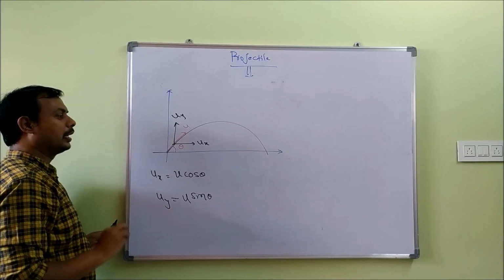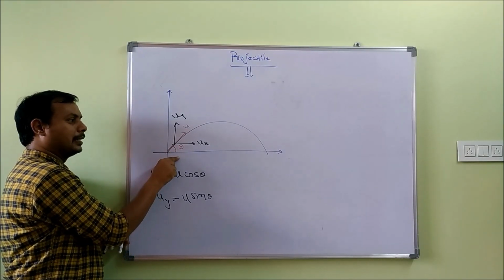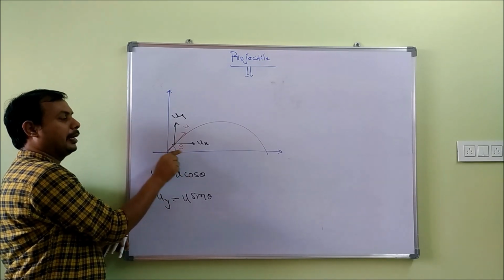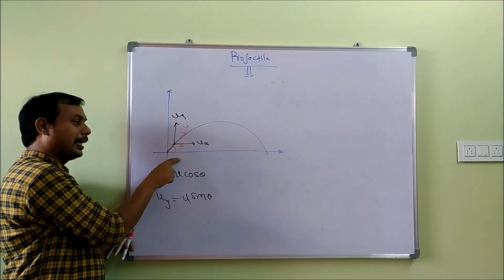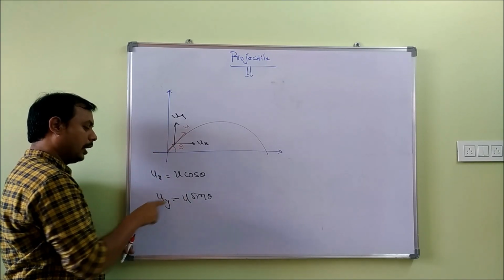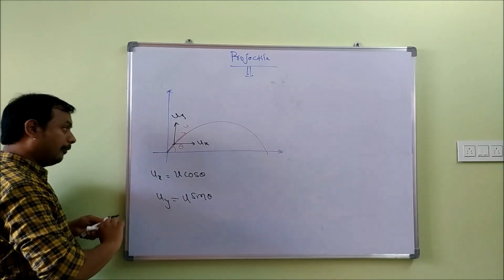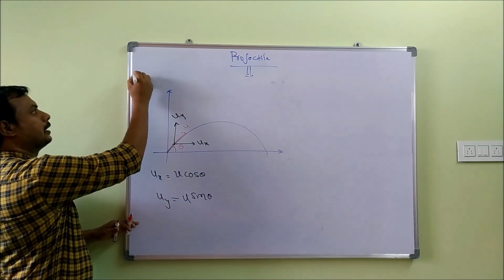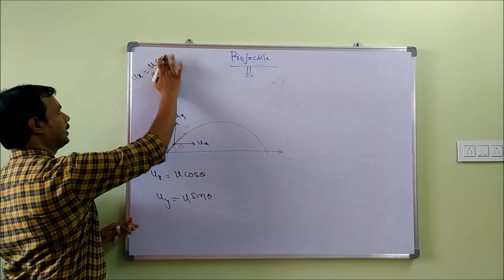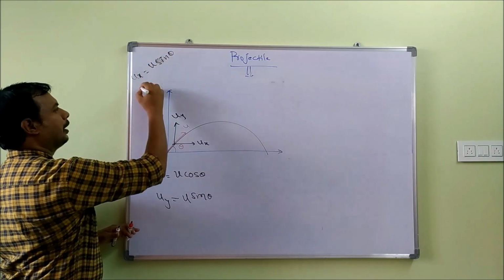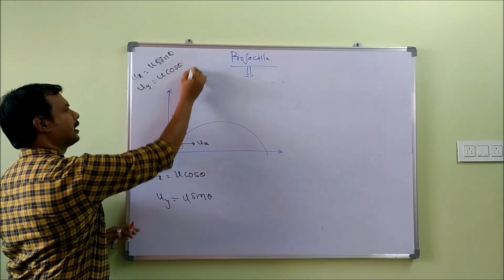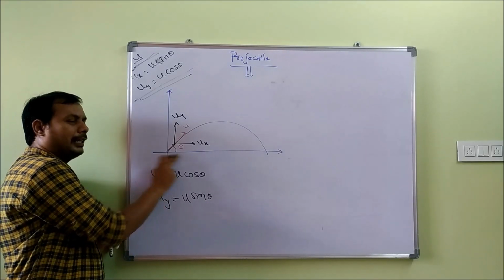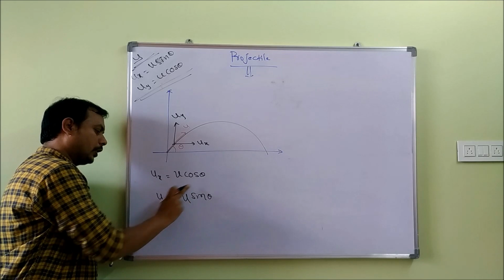See here, in some numericals, theta is mentioned with respect to the y-axis instead of the x-axis. Just see whether the angle is with respect to the x-axis or y-axis. If it is with the x-axis, ux becomes u cos theta and uy becomes u sin theta. If theta is mentioned with respect to the y-axis, then ux becomes u sin theta and uy becomes u cos theta. Here, with respect to the ground or x-axis, ux is u cos theta and uy is u sin theta.